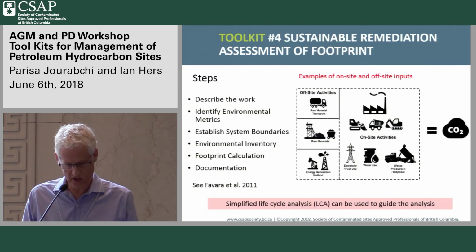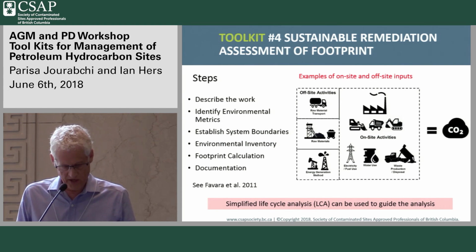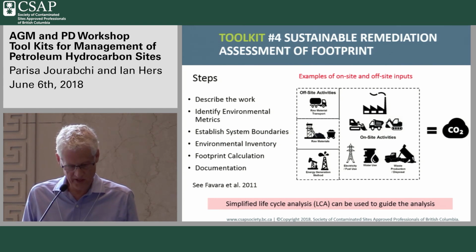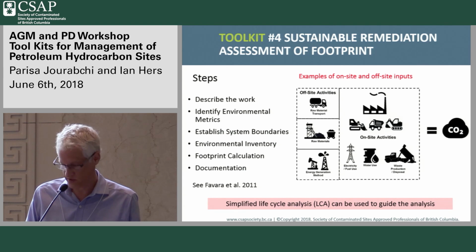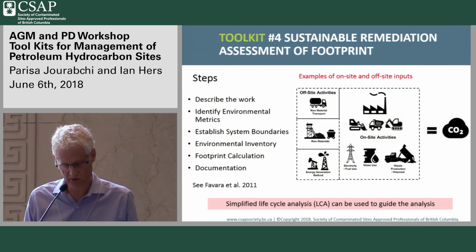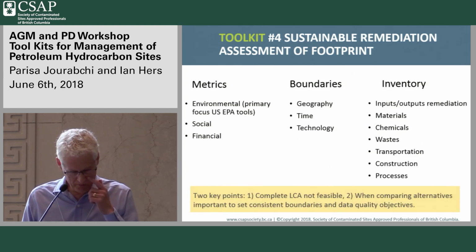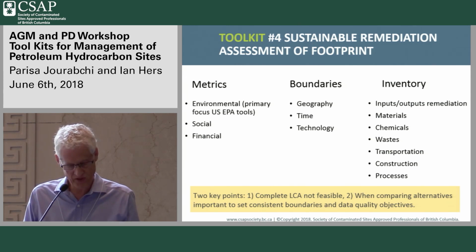So just a little bit on the footprint. We think that there's some useful guidance there. You describe the work, you identify some metrics and boundaries, you come up with an inventory, and you do your calculations. You can look at off-site and on-site impacts, and we've provided a framework for conducting a simplified life cycle analysis. In this little example, the goal is CO2 emissions. The assessment of the footprint really requires 3 key points. The metrics.